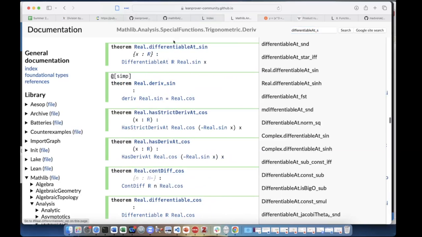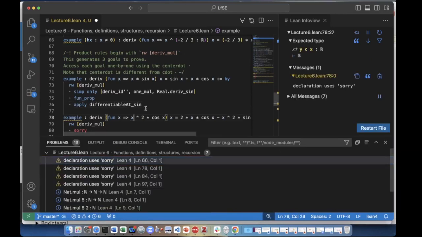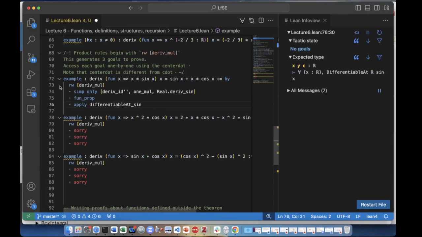Okay, so it's slightly different. Can I use apply here as well? I can use apply here as well. You can use apply or you can use exact in this case. Okay, so there's our first chain rule example.